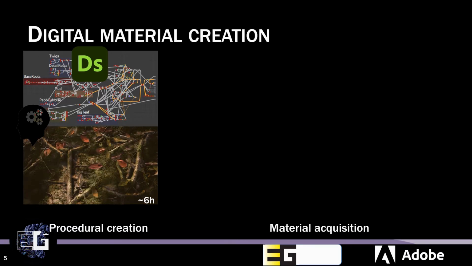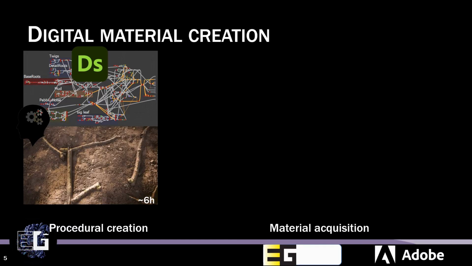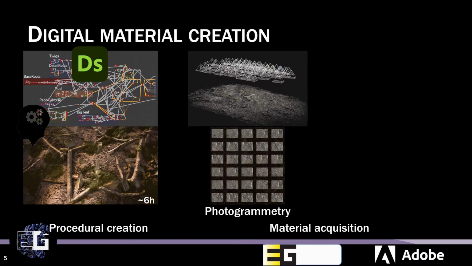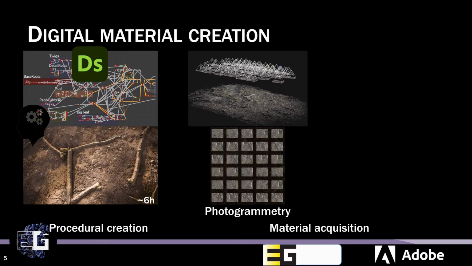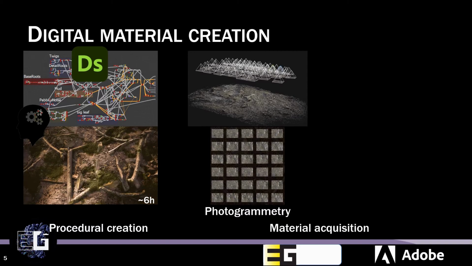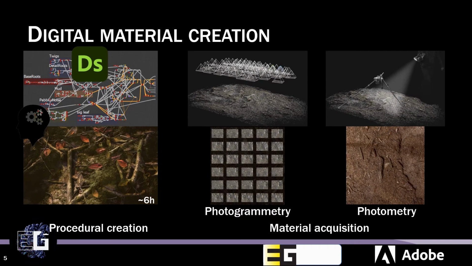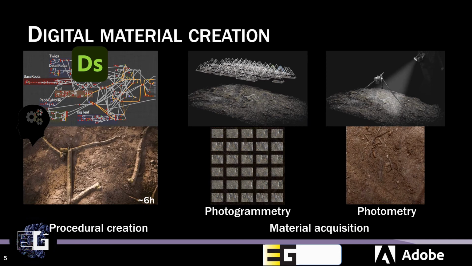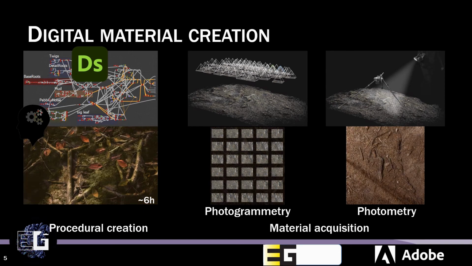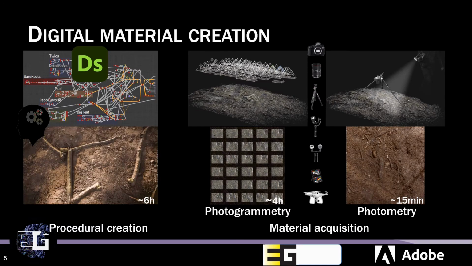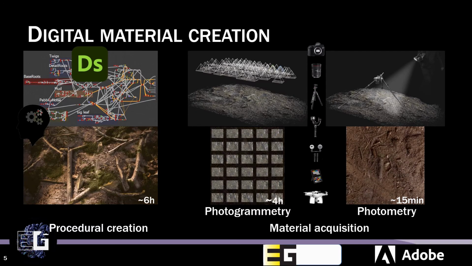Another way is material acquisition, and in outdoor context, two main methods exist: photogrammetry, which consists in capturing a large surface from many points of view while the lighting remains constant, and photometry, which is kind of the opposite, with a single point of view but the lighting turning around the captured surface. Both methods achieve good results, but they are very demanding in terms of equipment and are also time-consuming.